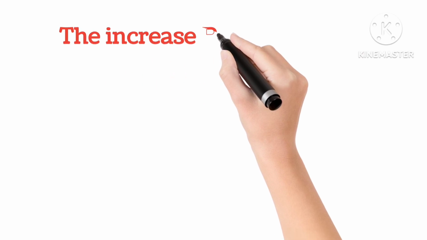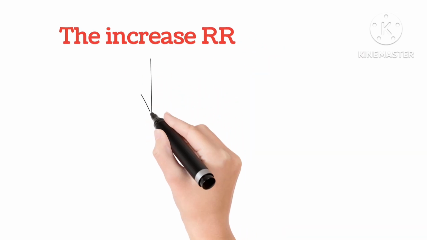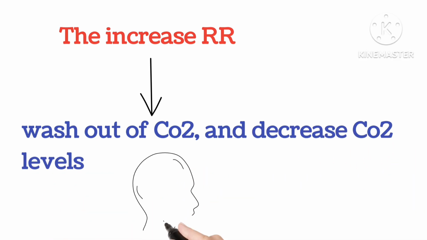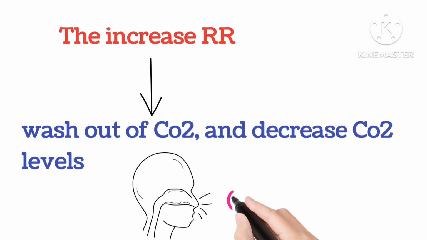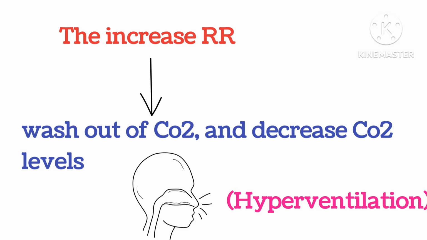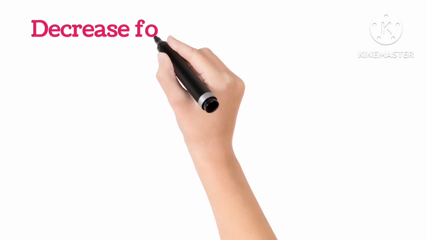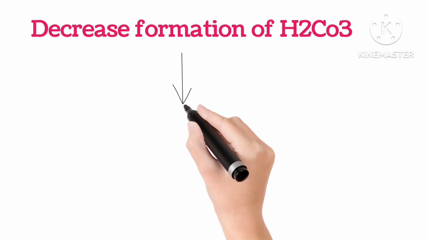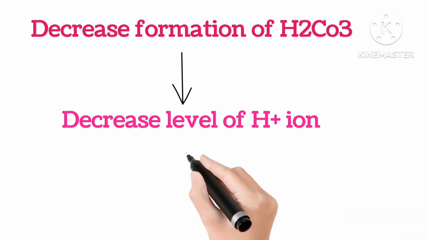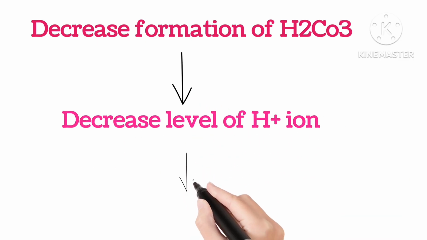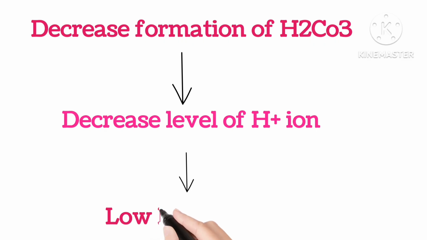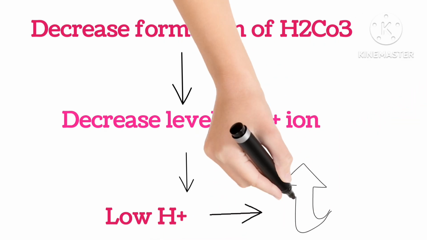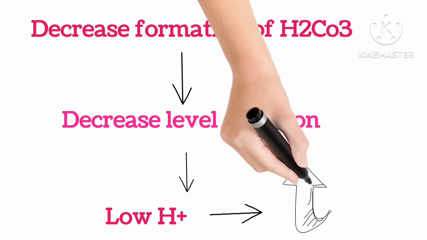The increased respiratory rate will in turn cause a washout of carbon dioxide, and this will decrease the level of carbon dioxide. This condition is called hyperventilation. The decrease in the level of carbon dioxide will lead to decreased formation of carbonic acid, and this decreased formation of carbonic acid will lead to a decreased level of hydrogen ion, and when there is a low hydrogen ion, it will ultimately cause the rise of pH.